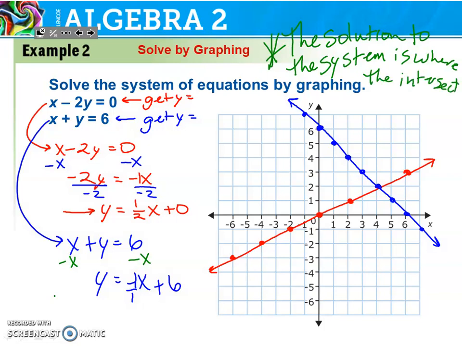So the solution to the system is where they intersect. So where do the red and blue line intersect? Well, they intersect at this point right here. Now, when you give your solution, you need to give your solution as a point. So our answer is going to be (4, 2). Okay? So what that means is my x equals 4 and my y equals 2. The point (4, 2) is where they are going to intersect.